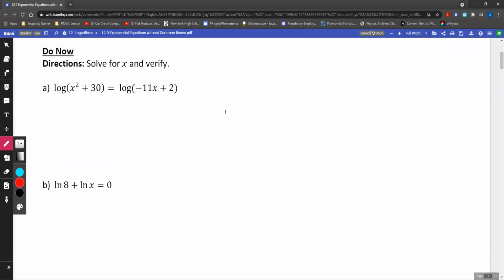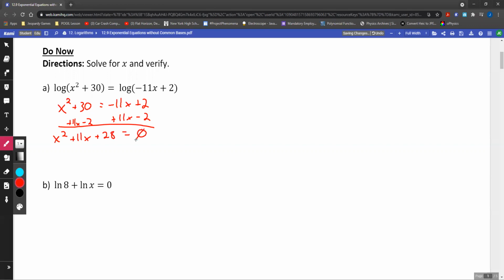So in the do now questions, here we have logs on both sides, so what we can do is set the insides equal to each other. Then what I can do is move things around so that I get everything to one side. So I'm just going to move this entire thing over to here. x squared plus 11x plus 28.